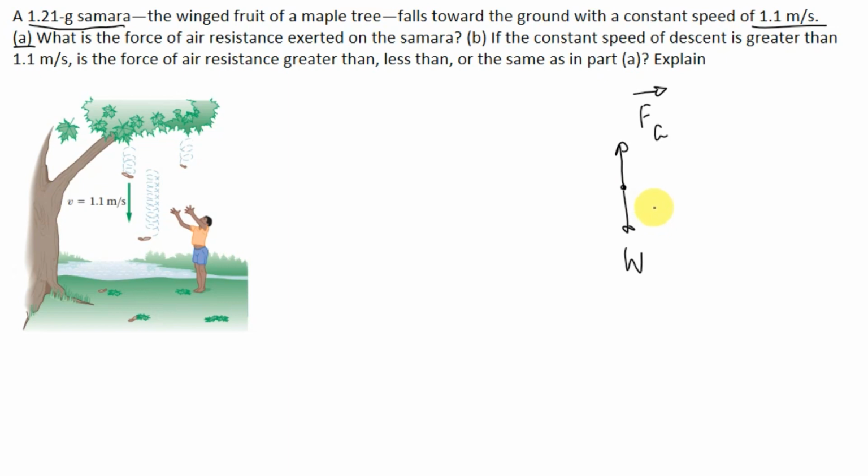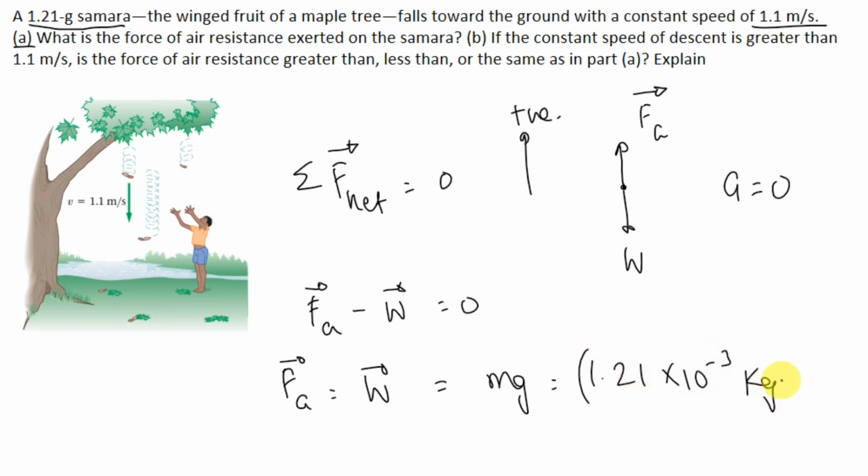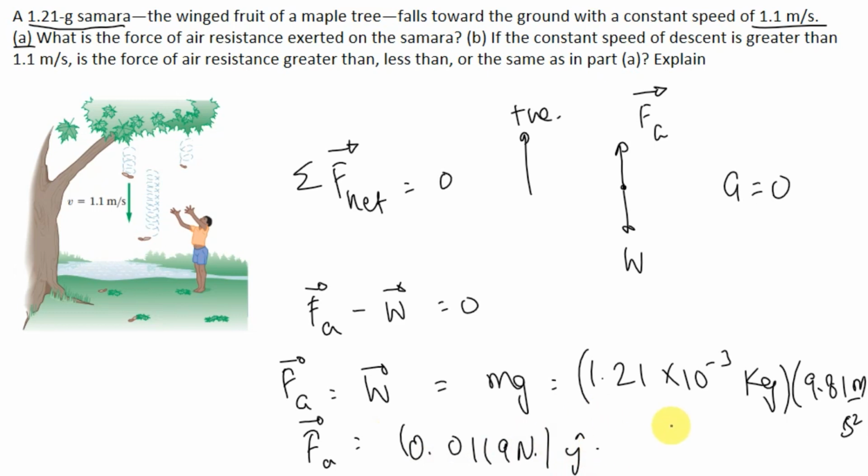Now it is moving with a constant velocity, so acceleration is 0. And by using Newton's second law of motion, we can write that the net force acting on the samara is 0, and this direction I'm taking to be positive. So we can write that FA minus W is equal to 0. So from here, the drag force would be equal to the weight W, which is equal to m times g, and the mass of the samara is 1.21 gram, and in kg this would be 1.21 times 10 to the power minus 3 kg, and the value of g, its standard value, 9.81 meter per second squared, and from here this drag force comes out to be 0.0119 Newton. So this is the answer for the first part, and in the vector form we can write it as y cap multiplied with the unit vector.